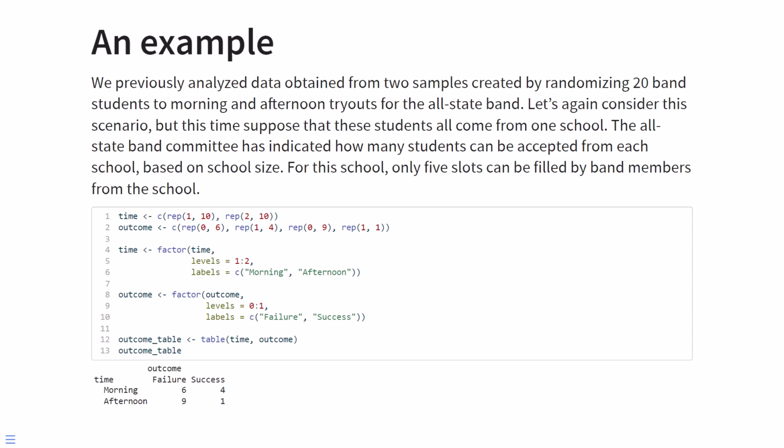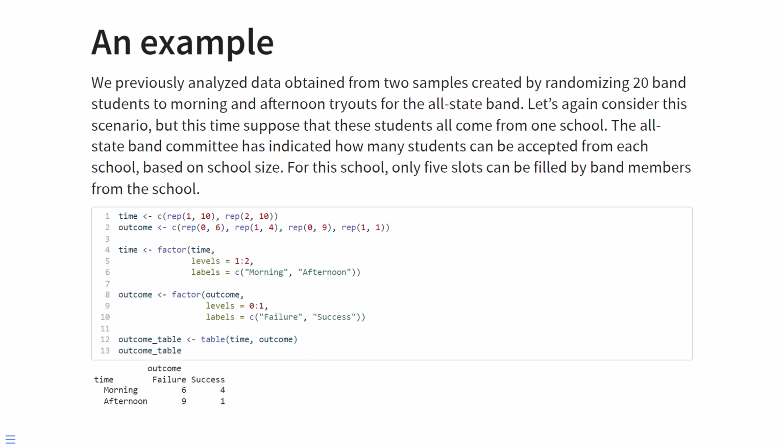What's different now is that we not only know that it's going to be 10 and 10 in our row margin, but we also know in our column margins that it's going to be 15 and 5. That is 15 failures and 5 successes. Those row and column margins are both known in advance. That's why we have to use the hypergeometric formula.